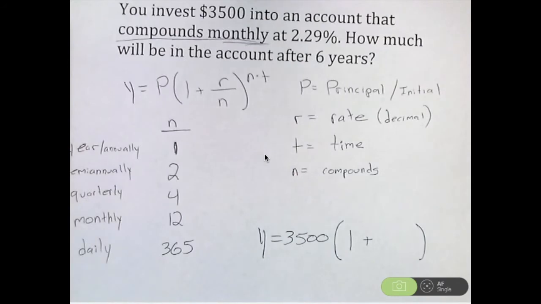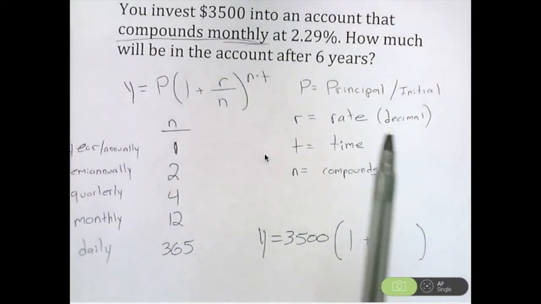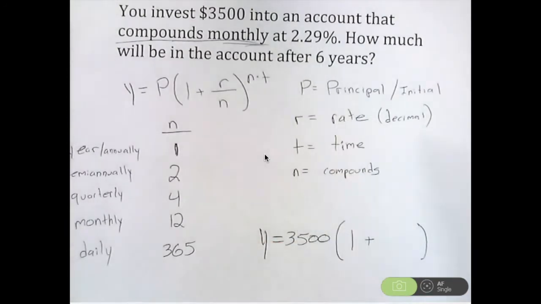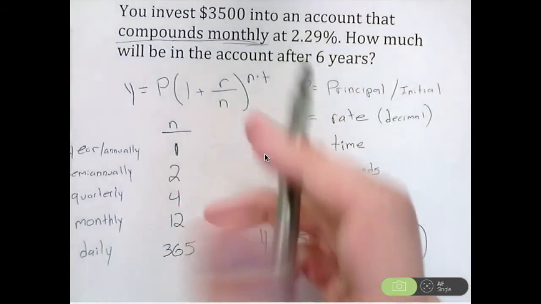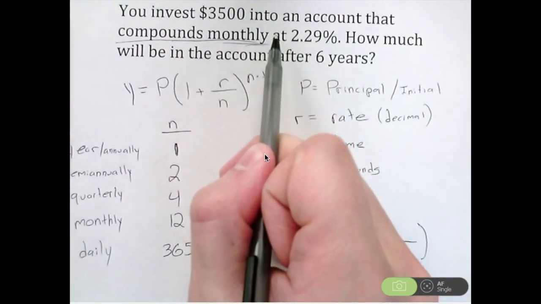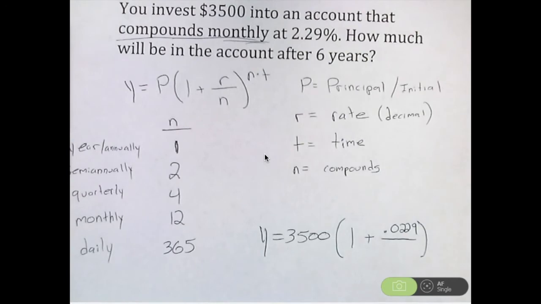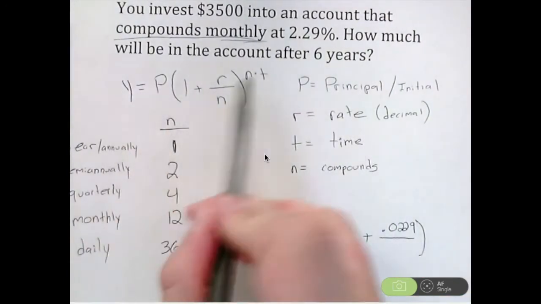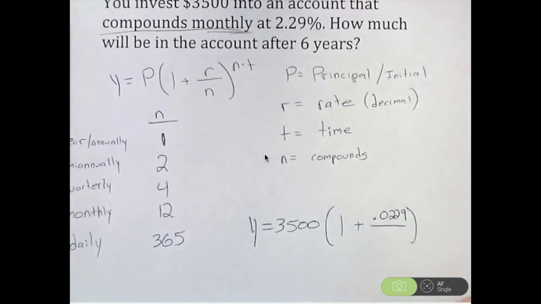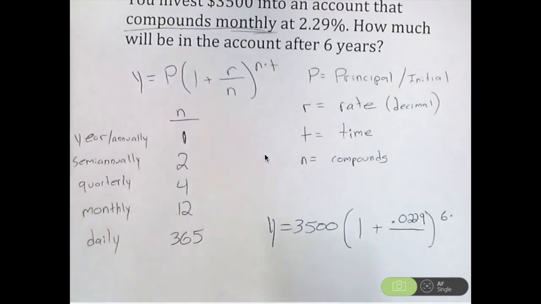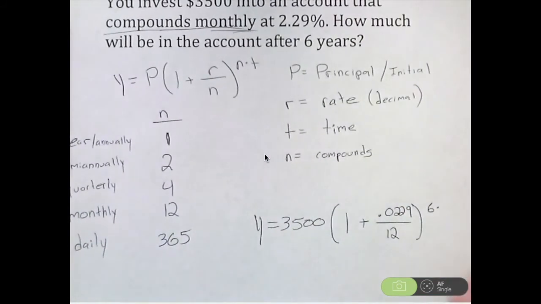And then I'm going to go into, well, what's the R, the rate? Well, it says 2.29%. If I want the decimal form of that, we're going to move our decimal point 2 places to the left. So 1, 2, so that would make it 0.0229. And then T, time, how long are we doing this? Well, it says after 6 years, so I could plug in for T is 6. Then I need to figure out how many compounds. I've got to figure out N. Well, since it's compounding monthly, how many months are in a year? 12. So I'm going to plug in 12 for my N.